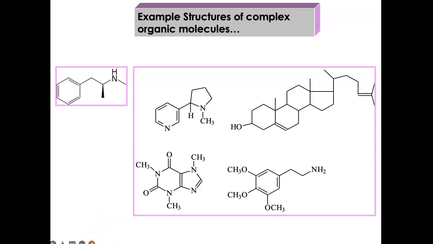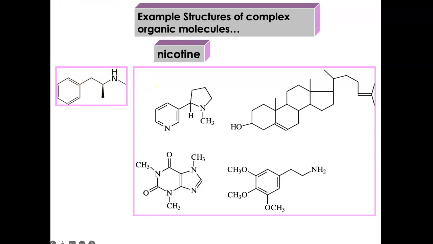Naming the simpler ones, not ones like this. And so you want to be able to take a look at this and pick out some of the functional groups. So as we're taking a look right here, hopefully you figured out some of the functional groups. So part of our molecule here is cut off.